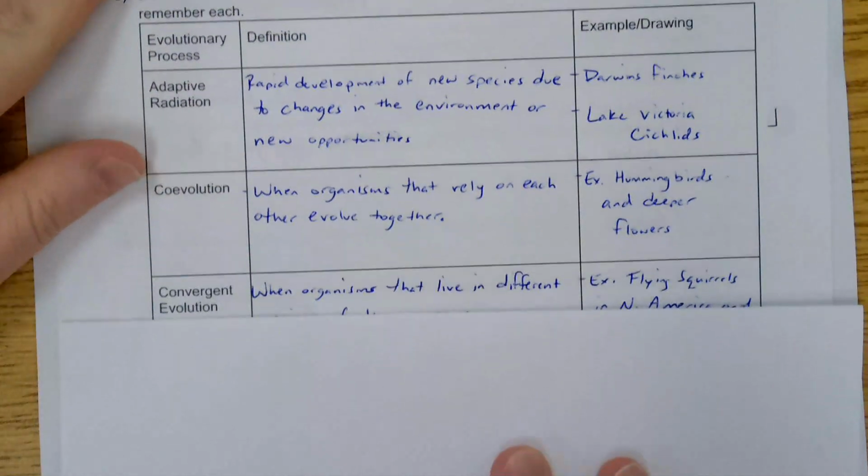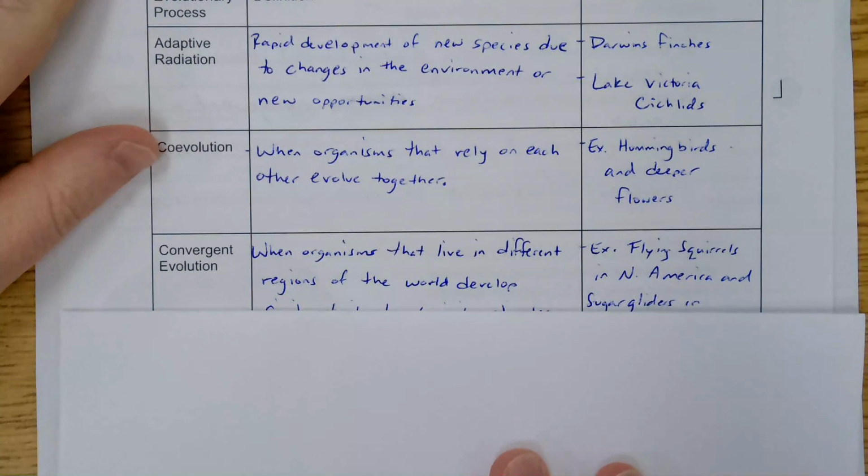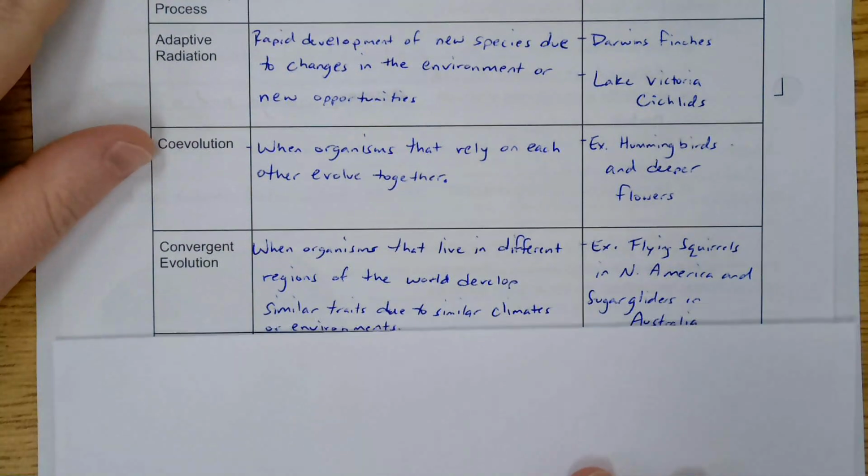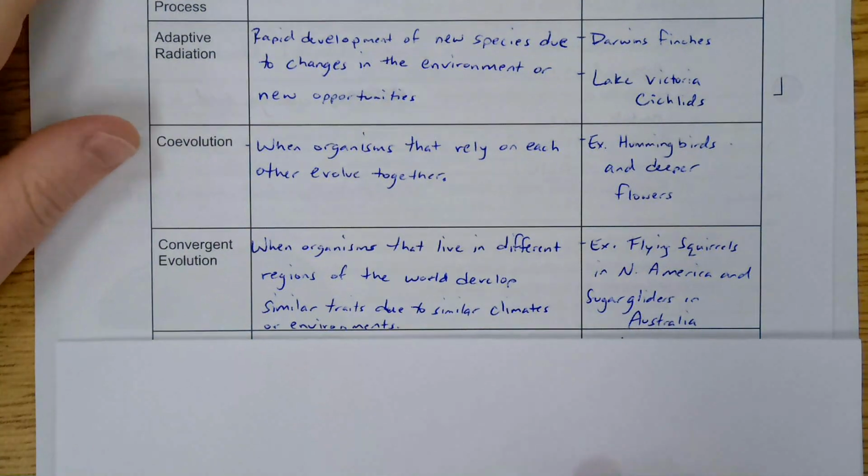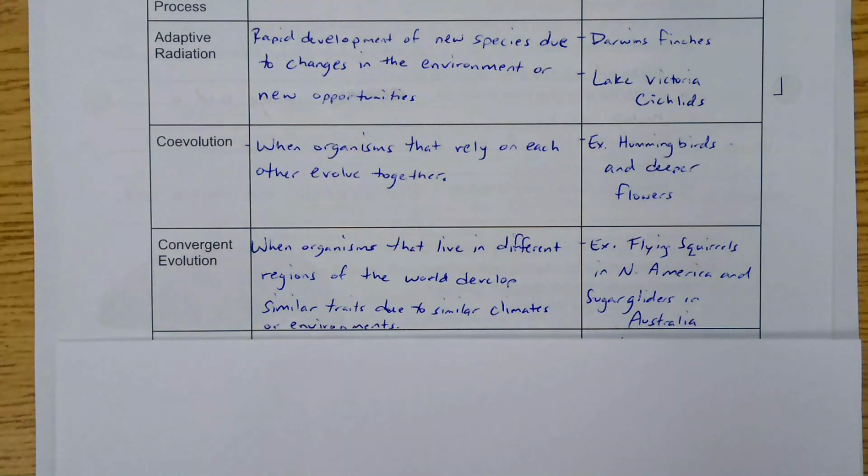Another vocab term that we ran into is called convergent evolution. We saw this earlier in our review. The definition is when organisms that live in different regions of the world develop similar traits due to similar climates or environments. These should be reviewed, by the way. These are on our warm-up.